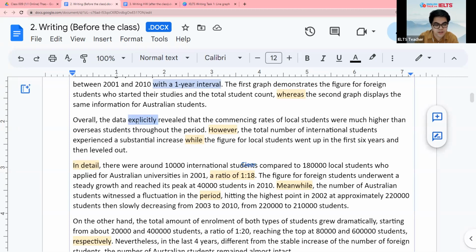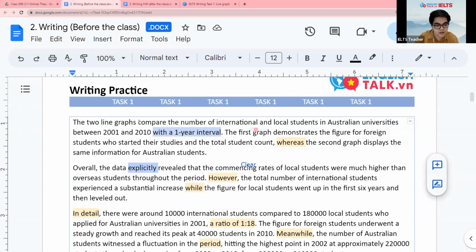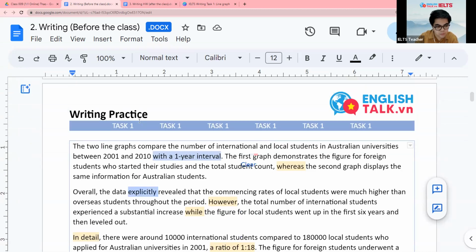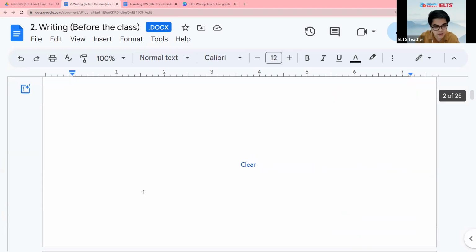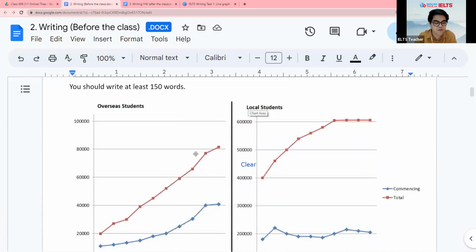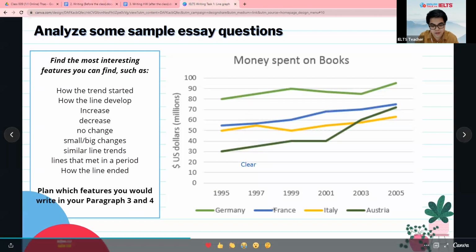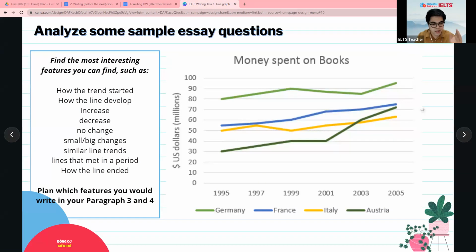So this one is an adjective, but it can be proven. If you feel that a lot of people can agree on it, then it's okay. Explicitly, yes, it's obviously in the line graph, so we don't need to worry about it. Worry if it's subjective. Okay, so your plan on which lines to put in paragraph 3 and paragraph 4 is all correct.